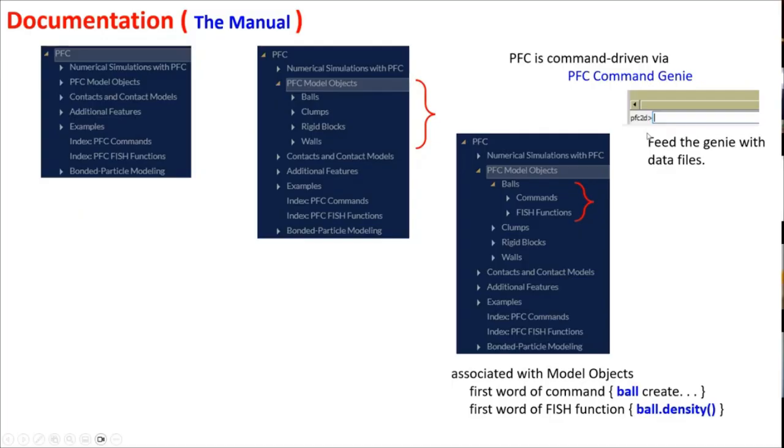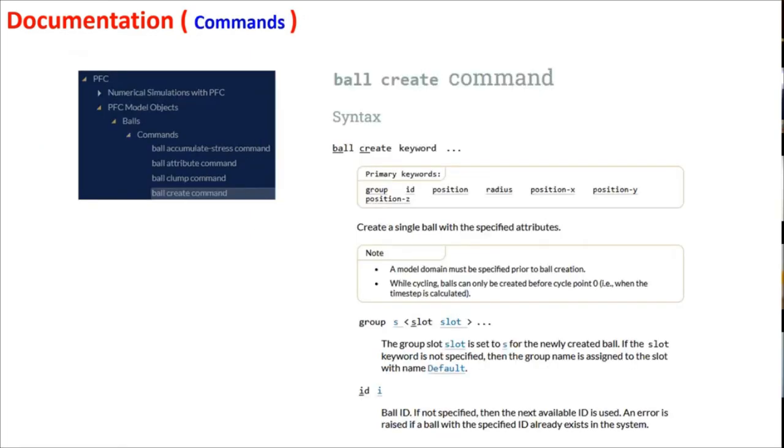As we've discussed, there's the PFC command genie because it's a command-driven program, right? And the way you do this is you very rarely type commands directly. You put them in a data file and then you call the data file. Every command is documented, right? So you can go in there for the balls. Here's the ball create command. This is what it looks like. It'll tell you the syntax. It'll give you a short description of what the command does, et cetera, right?